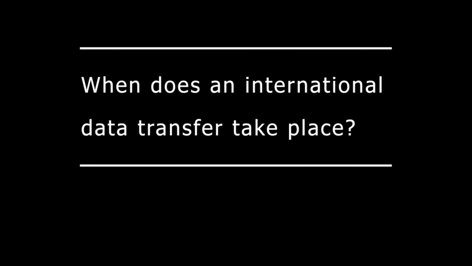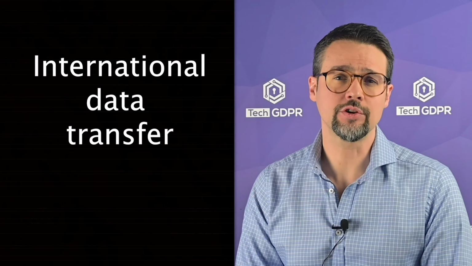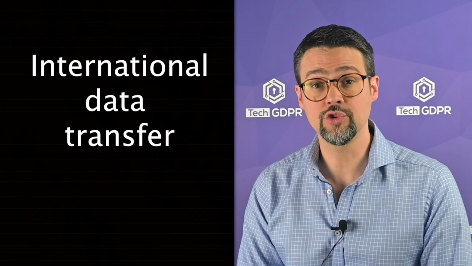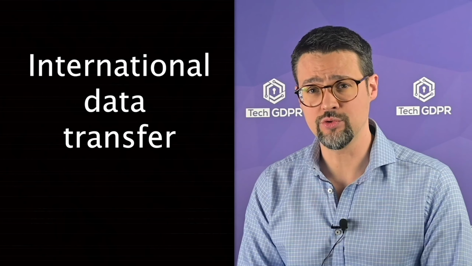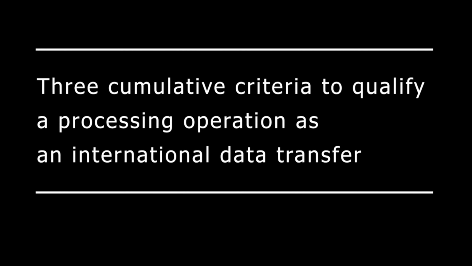So when does an international data transfer take place? While the GDPR does not expressly define what an international data transfer is, international data transfers likely occur when there is a flow of personal data to and from countries outside the Union and international organizations according to the GDPR Recital 101. A guideline from the European Data Protection Board of May 2022 provides 3 cumulative criteria to qualify a processing operation as an international data transfer.